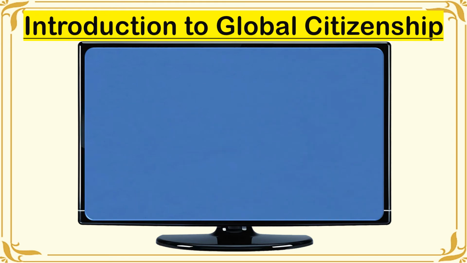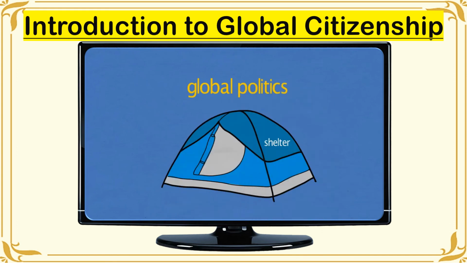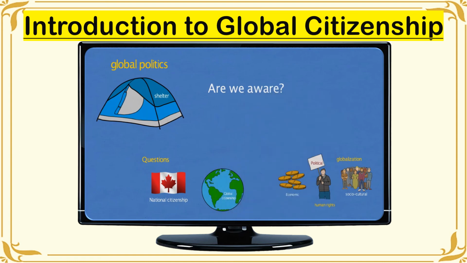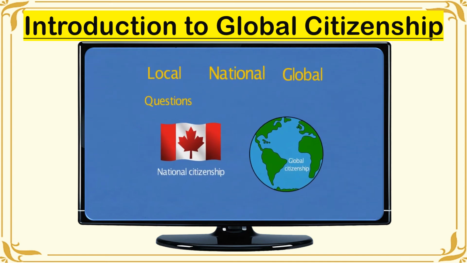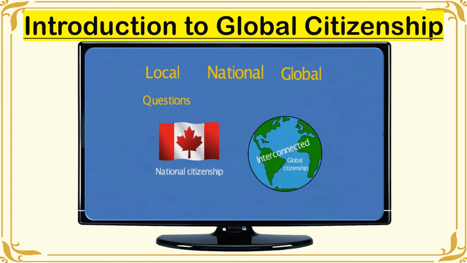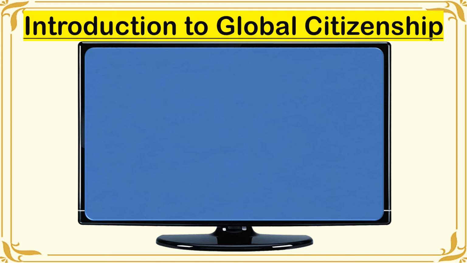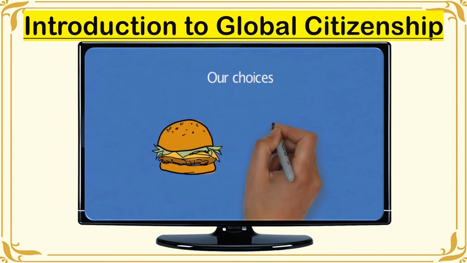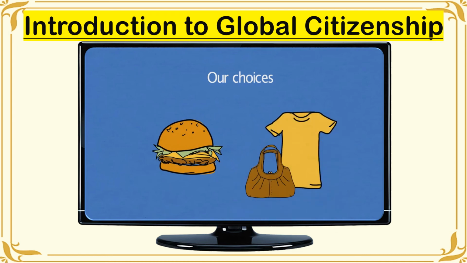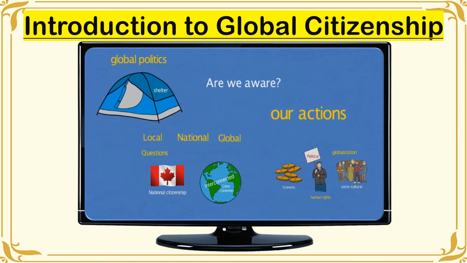How do global politics affect people's access to shelter? Are we aware of the potential local, national, and global impacts of our own and other people's actions in a globally interconnected world? How are our choices about the foods we purchase or the clothes we wear linked to what is happening in our neighborhood, country, or across the world?